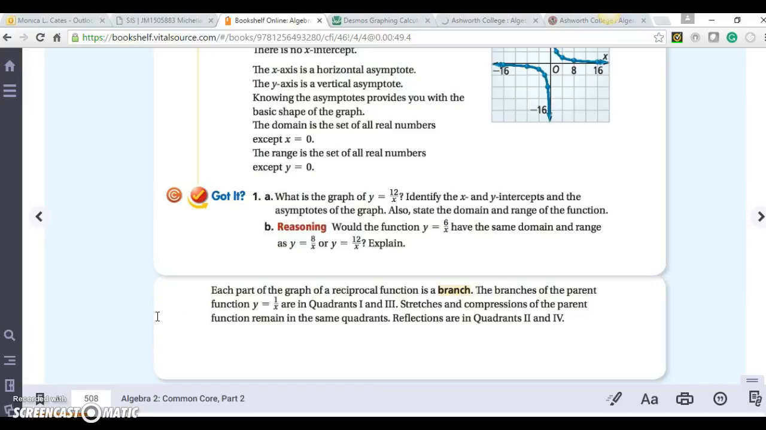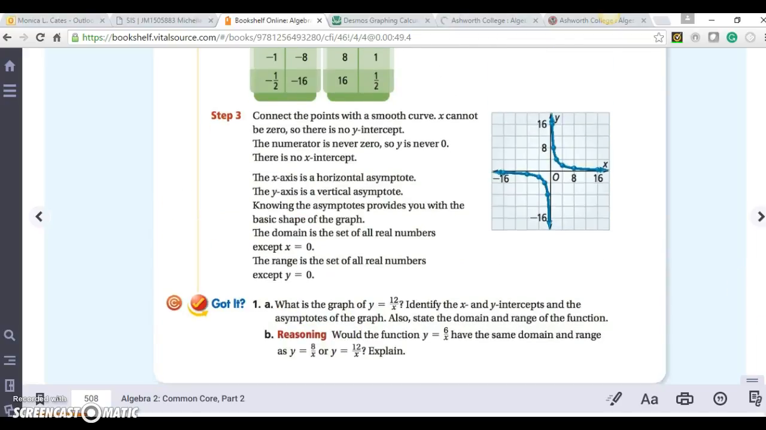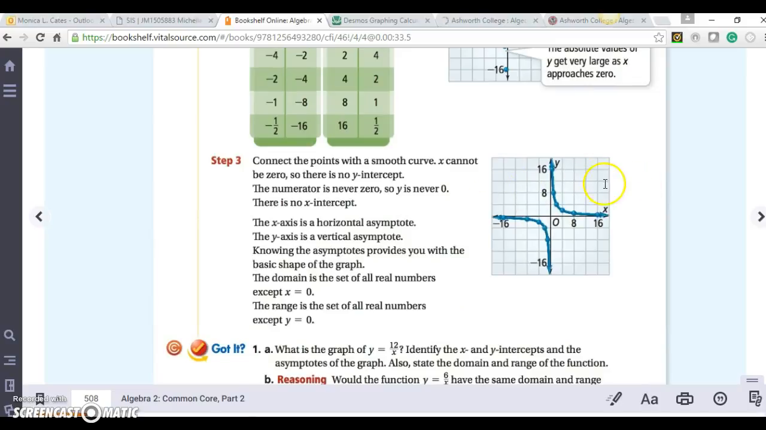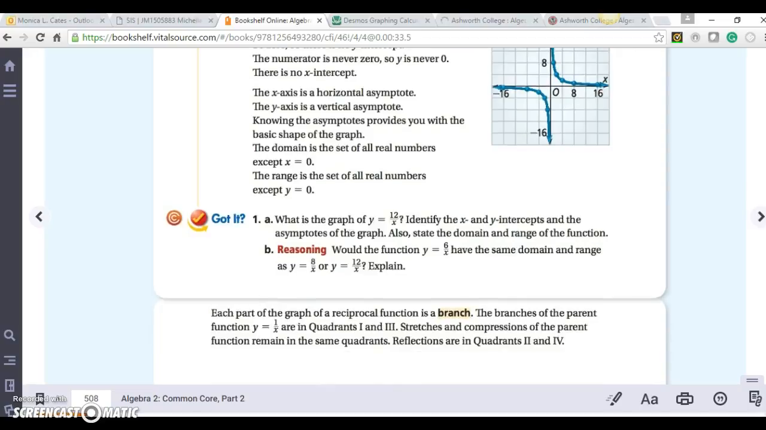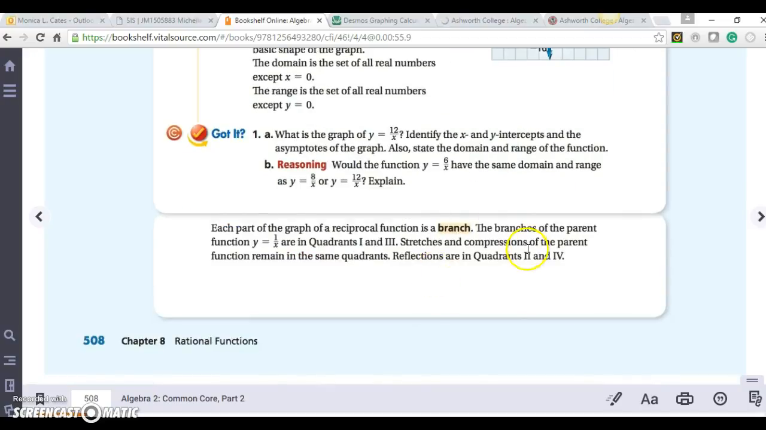Okay, we're back in lesson 8-2, and it says that each part of the graph of a reciprocal function is a branch. The branches of the parent function y equals 1 over x are in quadrants 1 and 3. So this is actually a transform, but you can see we have quadrants 1 and 3 that my branches are in. Stretches and compressions of parent functions remain in the same quadrant.